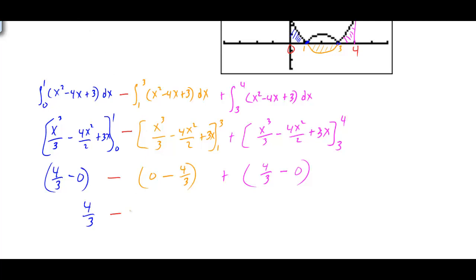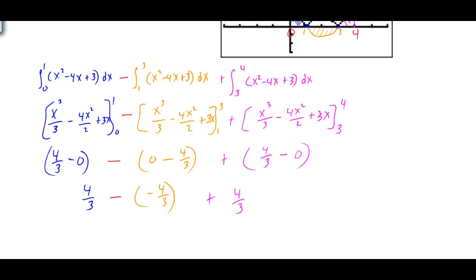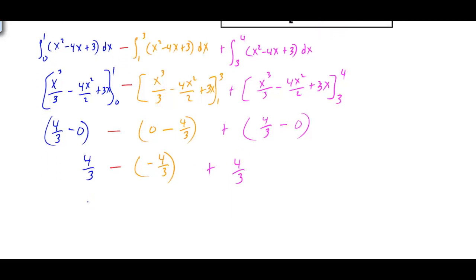minus, and notice this here, when this middle piece, 0 minus 4/3 is a negative 4/3. And now you can see the importance of why we needed to put the negative here, because now the two negatives are going to make this a positive. And then the last one we have plus 4/3. So now we end up with 4/3.